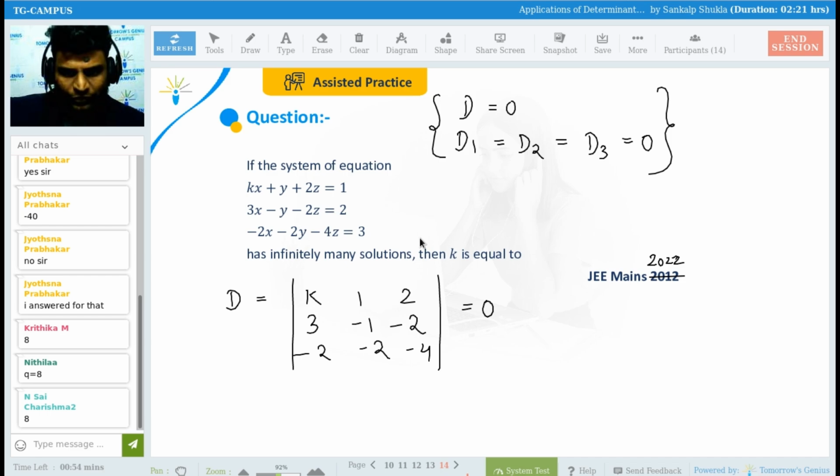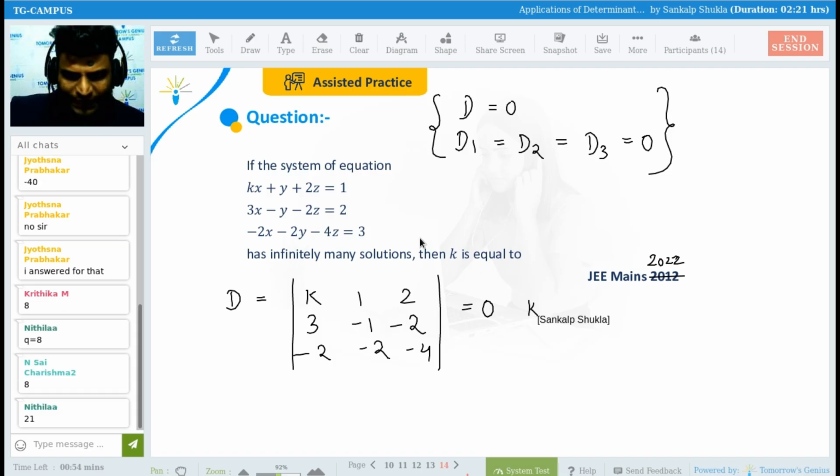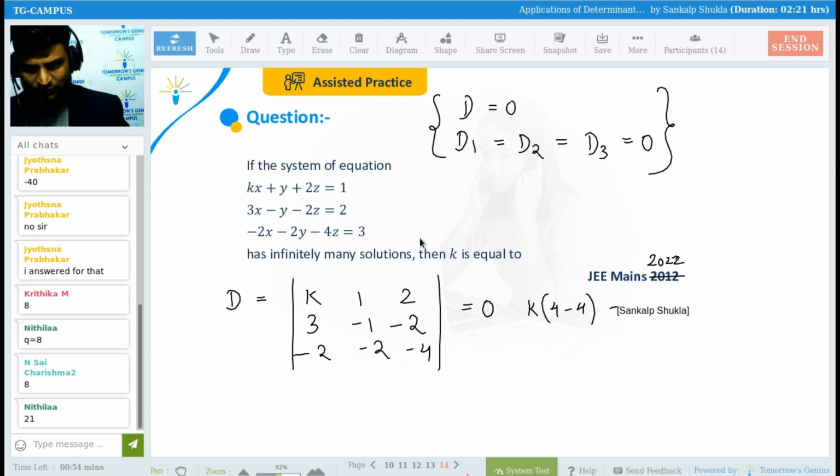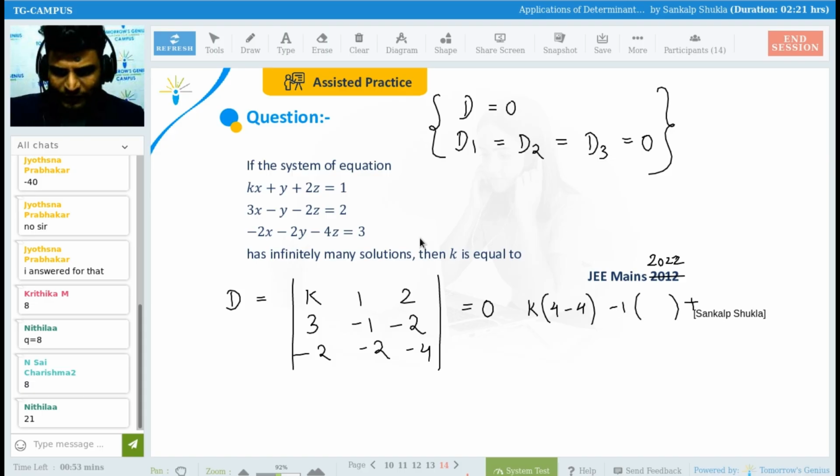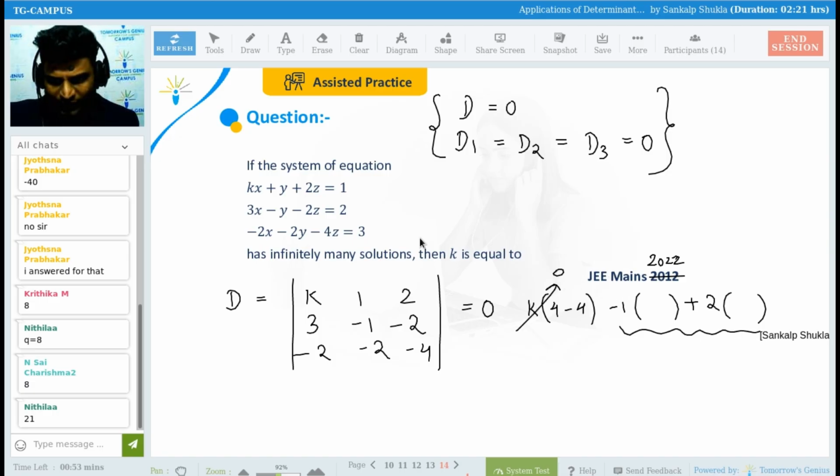See, when we put d equals to 0, I can expand it using R1. So it will be k times 4 minus 4 plus, sorry, minus 1. Okay, wait, let me just think, one thing just clicked in my mind right now. If this is k into 4 minus 4, that means k is eliminating itself. So there is no point of writing this. Oh, that is the reason I think you have got k is equals to 0, right?